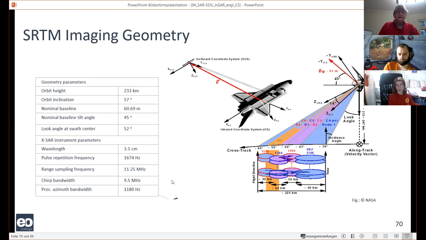Okay, let's see any other thing. Well, orbit height here is similar, of course, as for the International Space Station, much lower orbit. Okay, I think there's nothing else. Oh, yeah, your baseline, of course. The baseline is then here defined by the 60 meter boom.